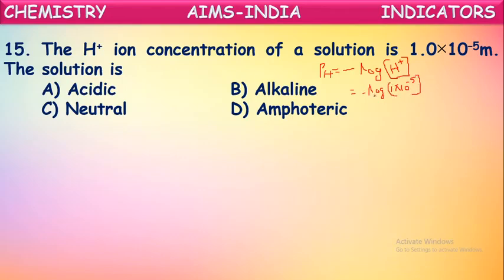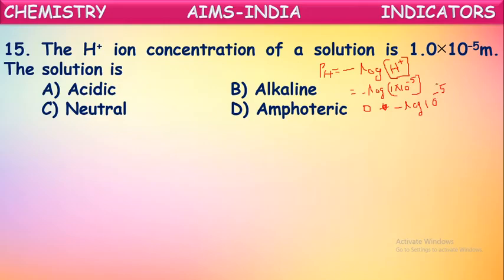Now if you simplify this, it is in the form of log of A into B, which can be written as log A plus log B. It becomes minus log 1 and minus log 10 to the power of minus 5. Log 1 value becomes 0. So 0 plus, let us write minus log of 10 to the power of minus 5.